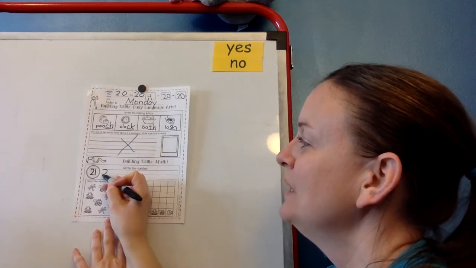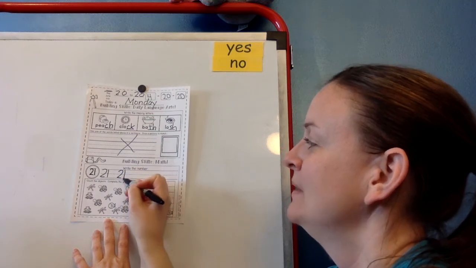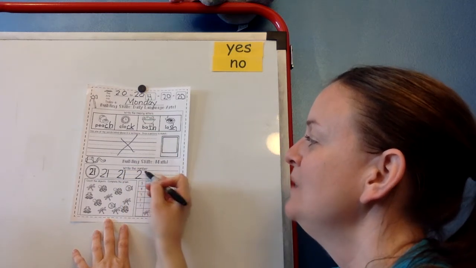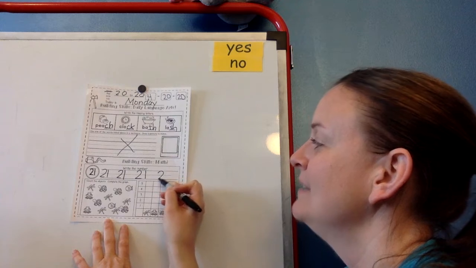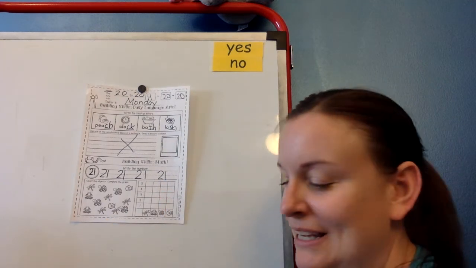And we're going to write 21 again. You wrote 21 last time. So I'm going to practice 21. I'm going to think in my head as I write each one. 21. I'm going to give spaces.